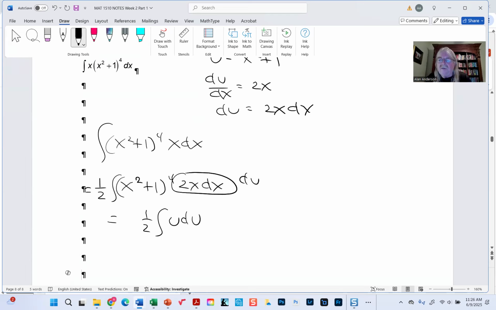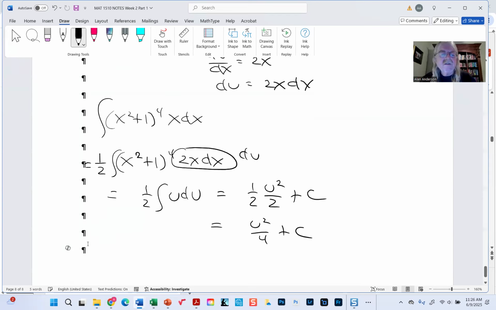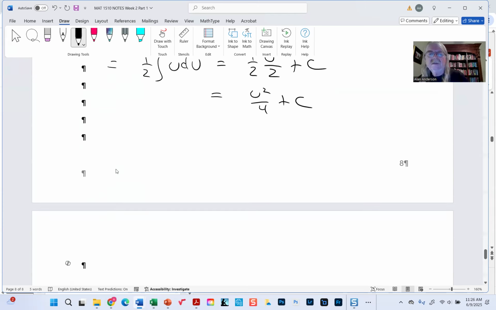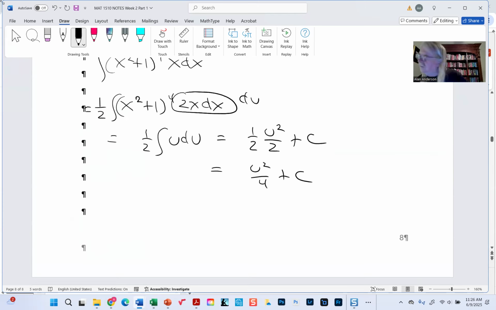Now, if that doesn't help, if you're missing like an x or something, that's completely different. You can't just throw that in there. But if you're only off by a constant, it's an easy fix. All right, and so this time, remember the u is the x squared plus 1.